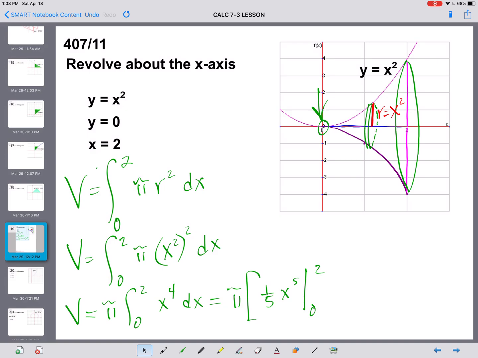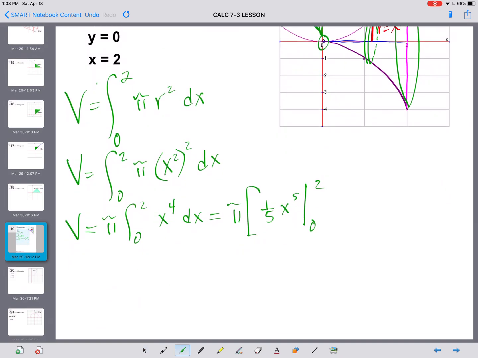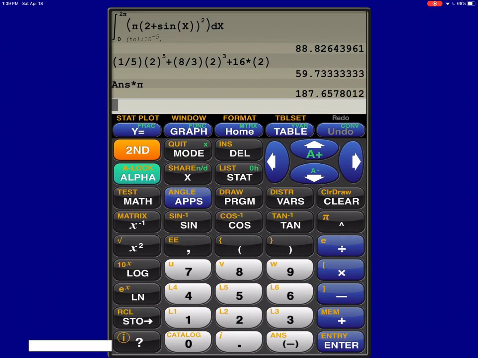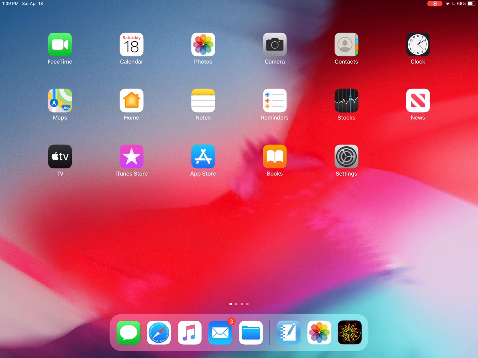There it is. We'll move it up a little bit. Nice. Okay, here it is. We've got pi times. Now, first of all, plug in the 2. So it's 1/5, 2 to the 5th, minus, plug in 0, you get 0. Okay. There you go. So we've got pi. Let's do that. 1/5 times 2 raised to the 5th. There it is. Nice. 6.4.